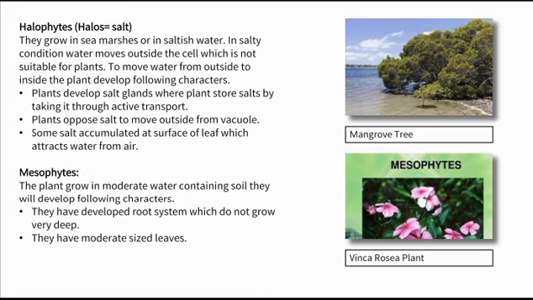Plants develop salt glands. So these plants have salt glands where the plant stores salts by taking them in through active transport. Okay, active transport uses ATP. Plants oppose salt moving outside from the vacuole, like they inhibit the going out of salt from the vacuole. Some salt accumulates at the surface of the leaf, which attracts water from the air.